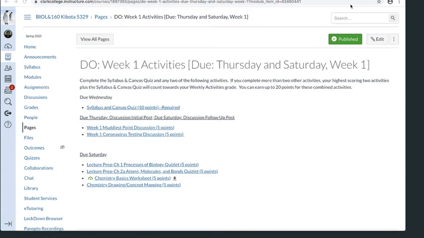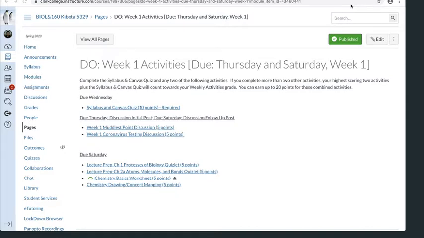Hi all. Each week for the weekly activities, you'll have a choice of things to do. The weekly activities are worth a total of up to 20 points. To earn all 20 of those points, you'll have to do several of the activities, but not all of them.